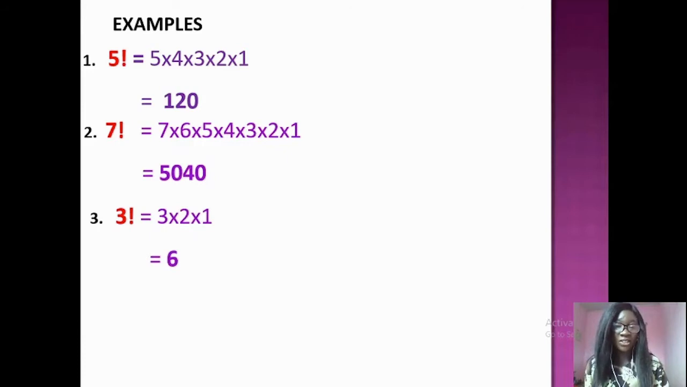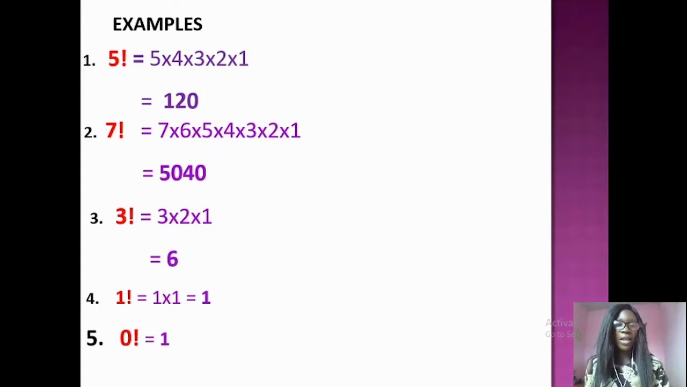So 3 factorial. In 3 factorial, it's very simple. We have 3 times 2 times 1. We are done. Let's count our numbers to be sure that it's up to 3. We have 1, 2, and 3. And 3 times 2 is 6, and 6 times 1 is 6. So this is very simple. Let's see the next example.